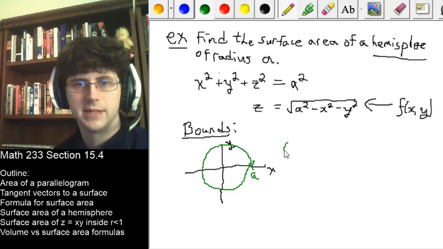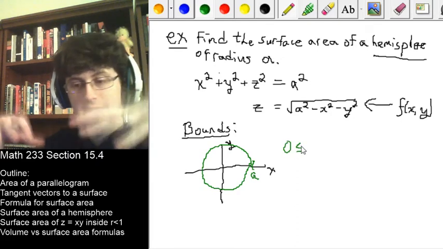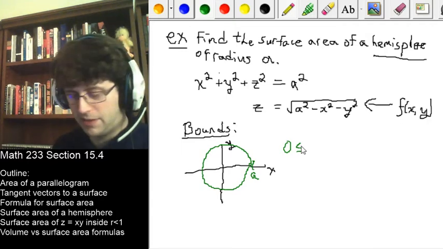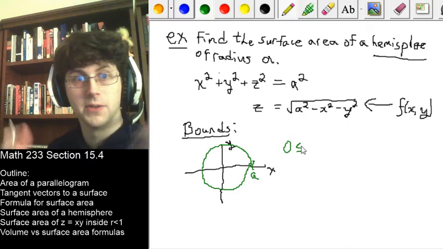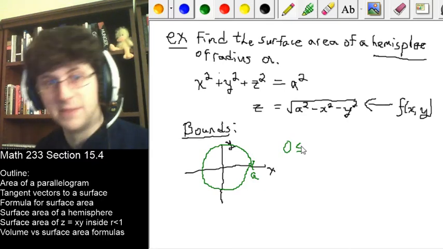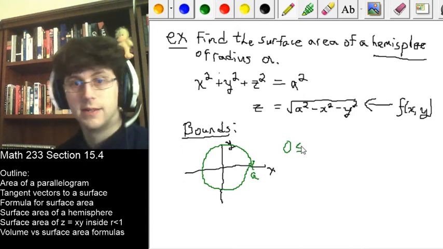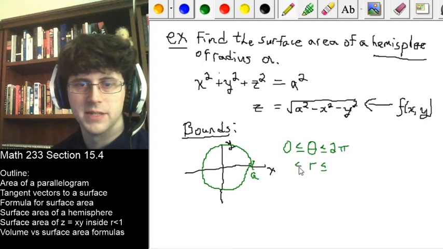So the bounds are, we're not doing the whole sphere, we're just doing the top half. But as far as looking down on it from above, it still looks like a whole circle. We're going to go all the way around, theta from 0 to 2 pi. And then r is going to go from 0 to a.